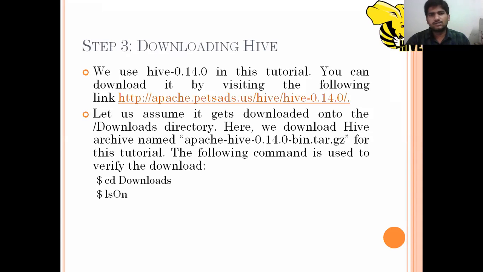In order to install Hive, first of all we need to download Hive. Hive version 0.14.0 is the version we can use. So in this installation we are going to use the Hive 0.14.0 file. After downloading, it is in the Downloads folder, and we check with the ls command.